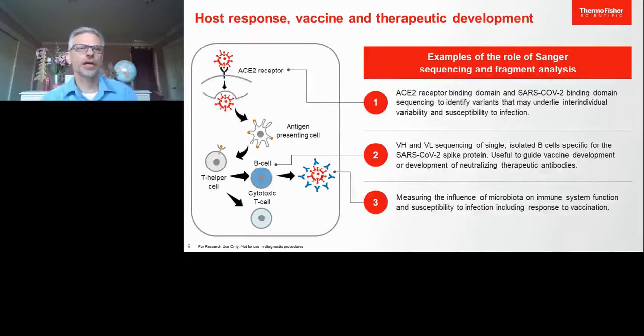So the domain is about 193 amino acids, so it can easily be sequenced by Sanger sequencing. And there's no need to sequence the entire virus for this purpose.